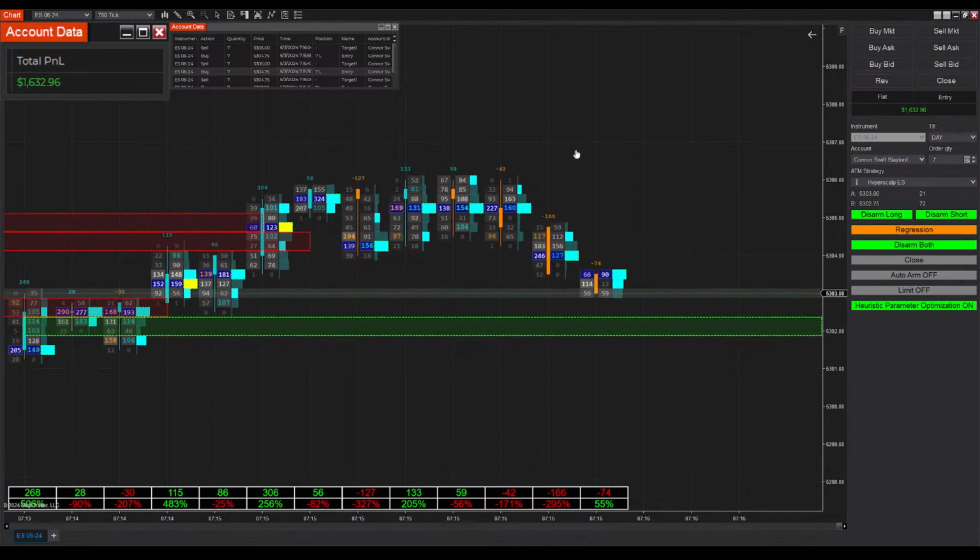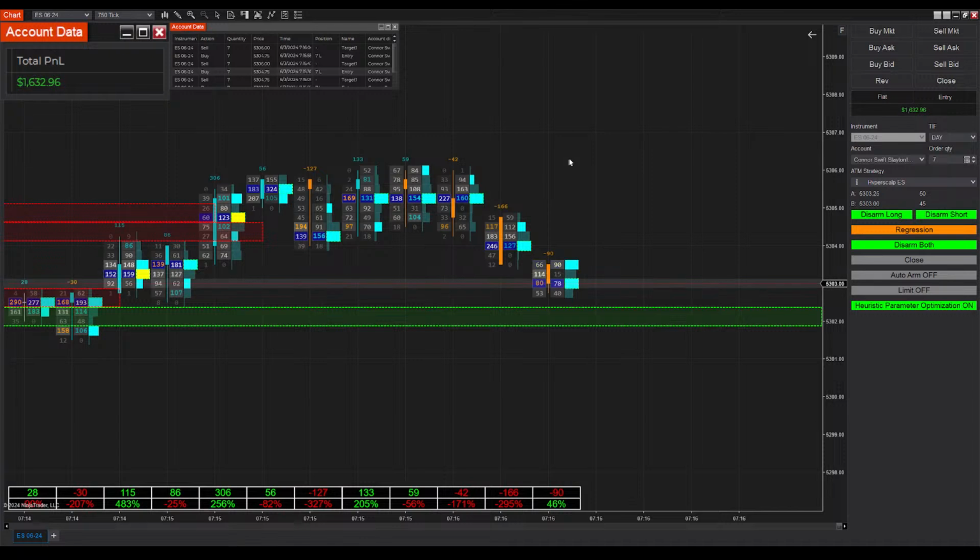Having some nice swift movement today. Hopefully we can capitalize on that. We're already up to $1,600 on the day.